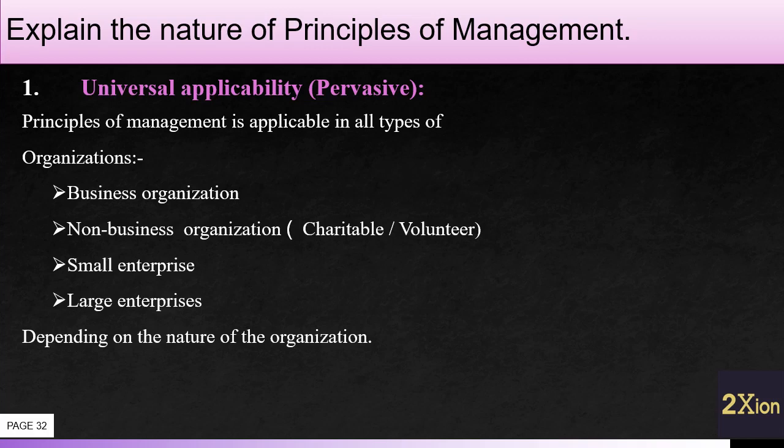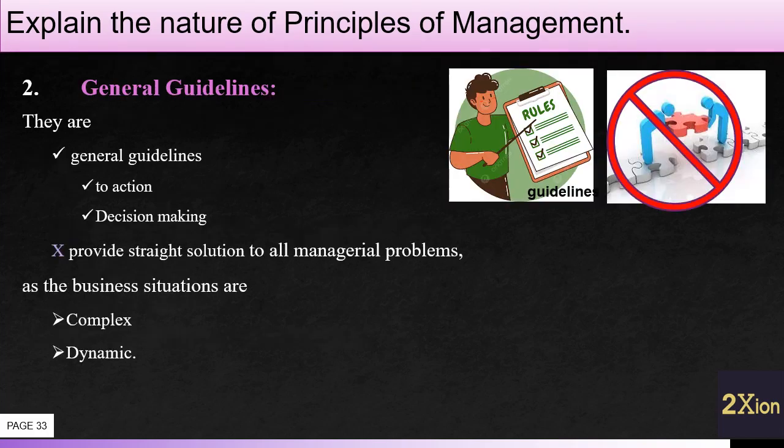They help us in managing any kind of organization. Say in managing a school or hospital or even a shop. The second one is general guidelines. They are general guidelines to action and decision making. It does not provide straight solution to all the managerial problems as the business situations are complex and dynamic.